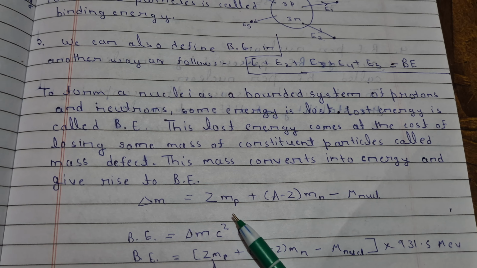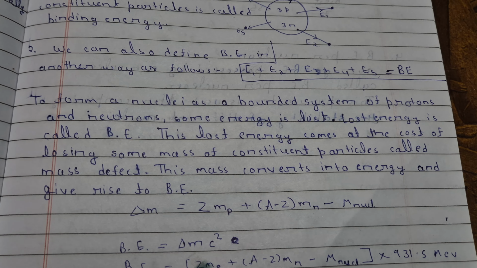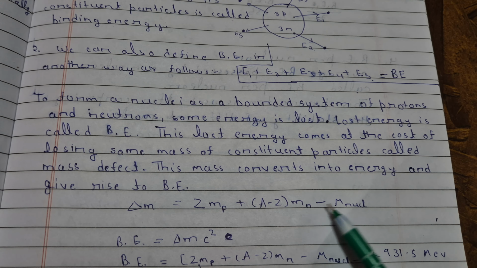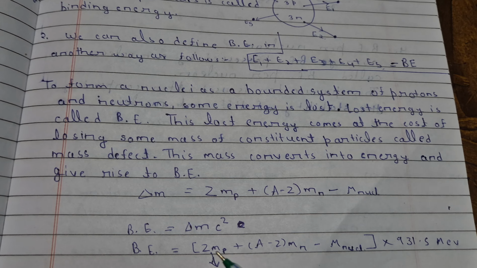So delta M will be Z Mp, where Mp is the mass of a proton and Z is the number of protons, plus A minus Z, the total number of neutrons, times Mn, the mass of a neutron, minus M of the nucleus. That will give you the mass defect.